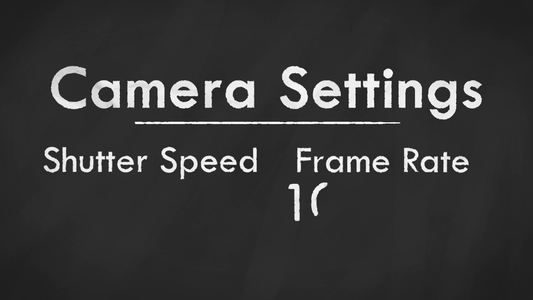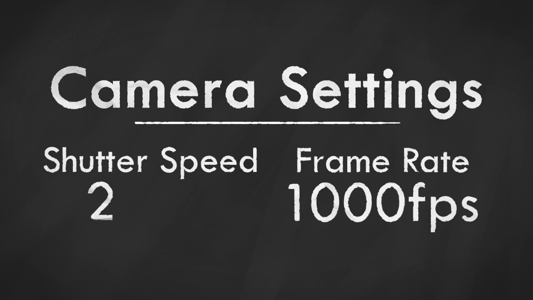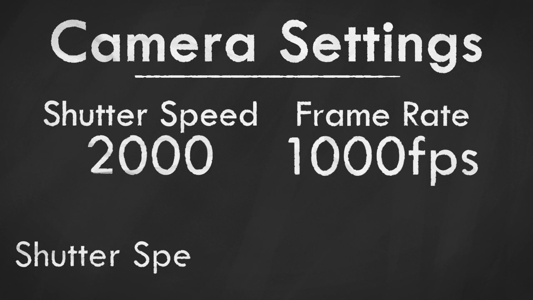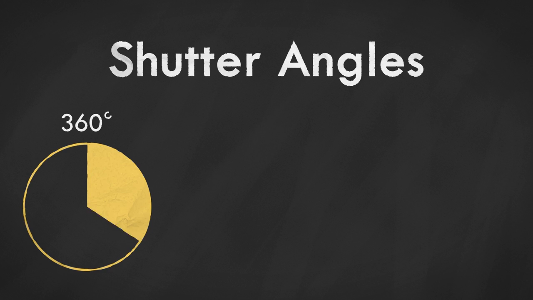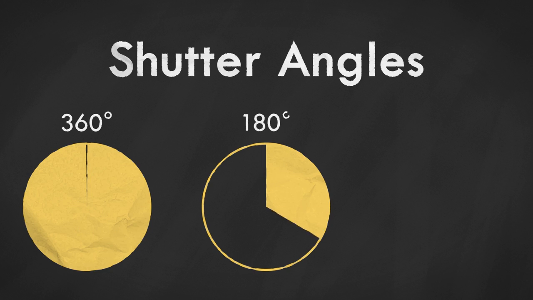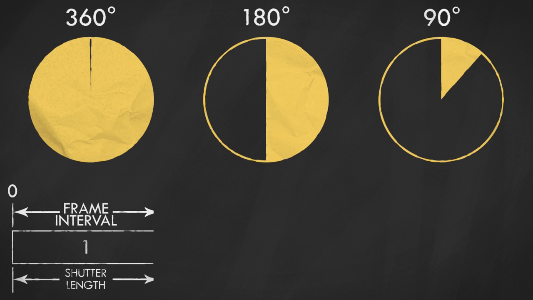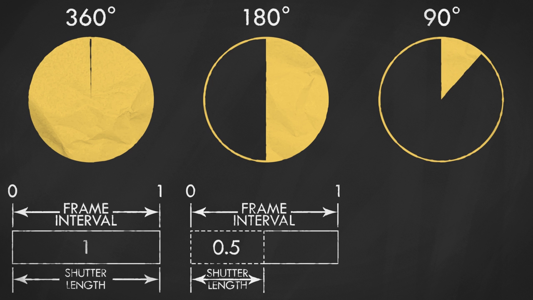Because we're shooting 1,000 frames a second, we're going to need to shoot at 2,000th of a second for our shutter speed. That takes a whole lot of light. Remember, twice the frame rate for our shutter speed. On the Phantom, there are not different shutter speeds, but just shutter angles. At 180 degrees, we know that the shutter will give us the equivalent of twice the frame rate.